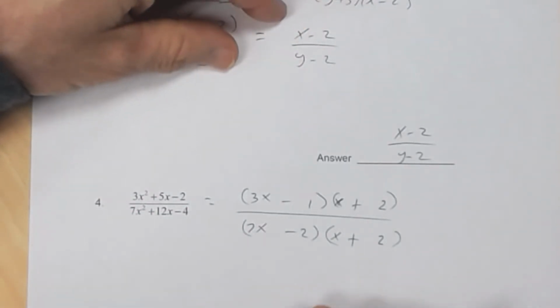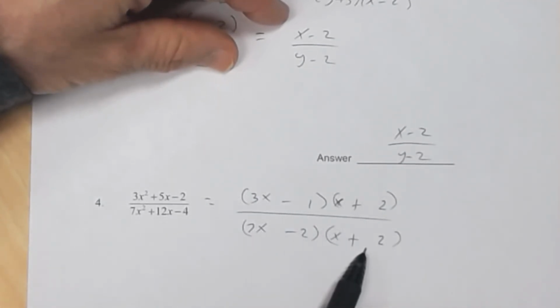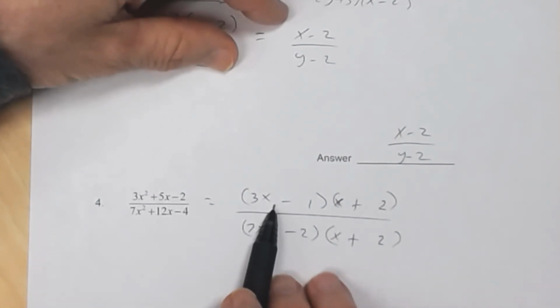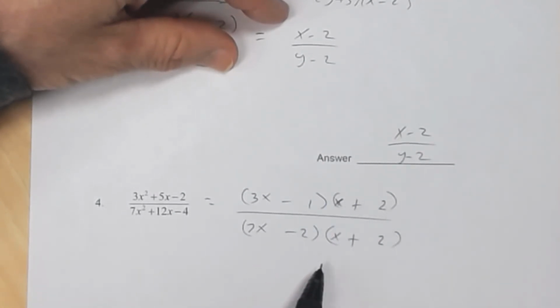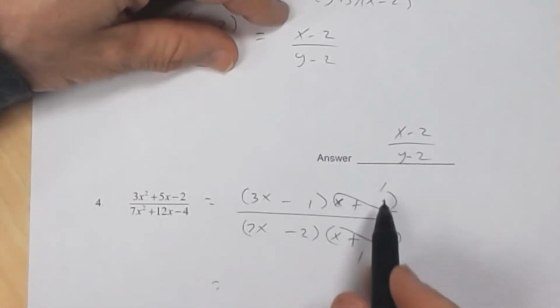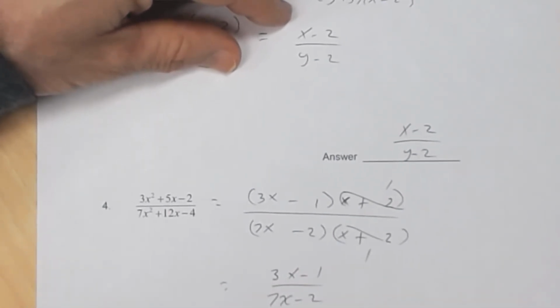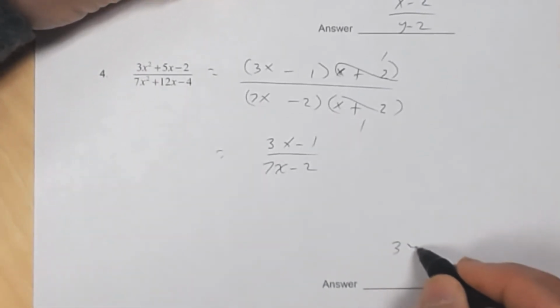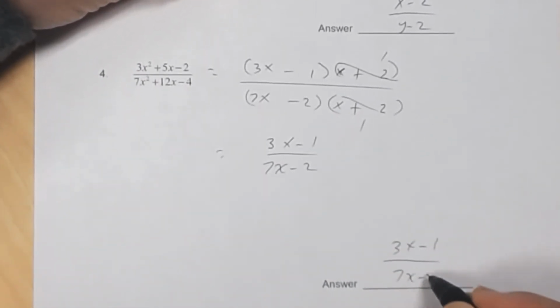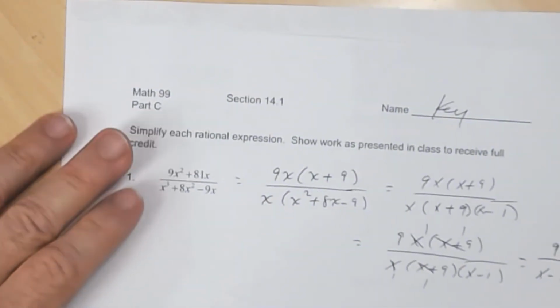Now let's reduce. The first factor you see is 3x minus 1. Does 3x minus 1 occur as a factor in the denominator? No. So I can't reduce that. That stays. The next factor is x plus 2. Does x plus 2 occur as a factor in the denominator? Yep, right here. So I can reduce those. Because anything divided by itself is 1, right? And so therefore you're left with 3x minus 1 times 1 is 3x minus 1. And 7x minus 2 times 1 is 7x minus 2. And there's your answer. So 3x minus 1 divided by 7x minus 2. Okay? All right, so that's going to take care of the key to part C.